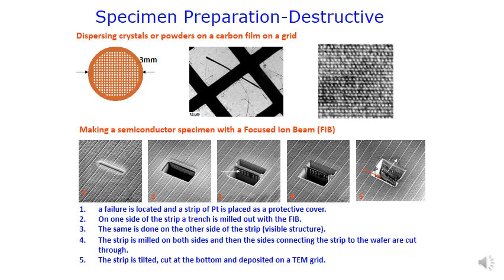This is one example of how to take your sample by using the focus ion beam. This is part of a failure spot in a semiconductor. You can have a cross section there, and then use the FIB, the focus ion beam, making sure it doesn't affect the failure spot. After that you can simply take the failure spot out from the sample, so that you can study it by using the TEM to see the defects of the sample.